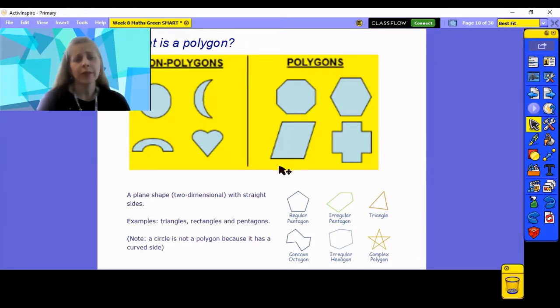You get examples of these: triangles, rectangles, pentagons. They can be regular or irregular. The important feature of polygons is that they have straight sides. So any shape that has a curved side is not a polygon, like a circle that we're quite familiar with, and some of these other maybe more unfamiliar shapes. If it's got a curved side to it, it is not a polygon. But if it's got a straight side, we are talking about polygons. And I'll try to keep using that language throughout the lesson.